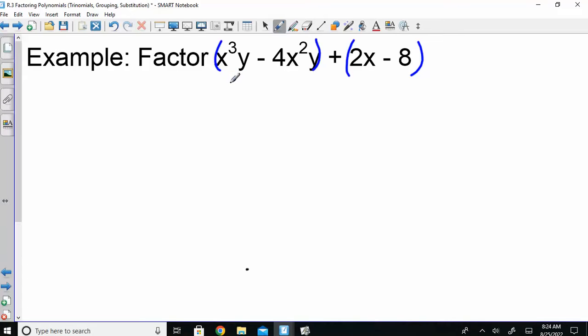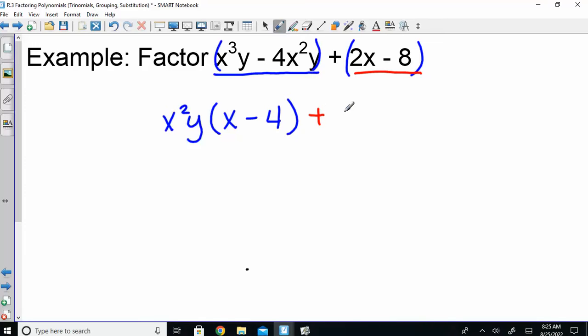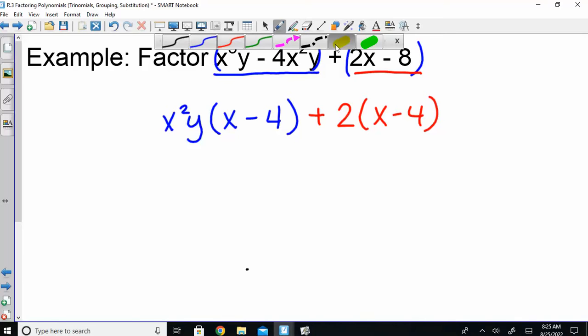Okay. Then we want to factor each of those parentheses. So in the first one, what could you take out? Okay, so if we do that, what am I left with in that parenthesis? X minus... So then the second parenthesis. 2x minus 8. Take out a 2 and you're left with x minus 4. You know that grouping works if these parentheses match.